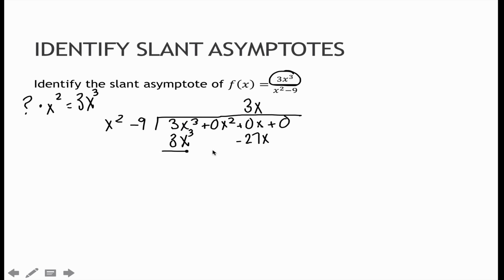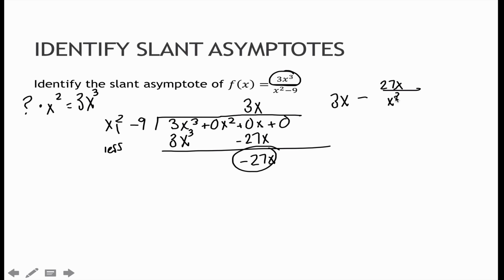minus 27x. Now I have negative 27x, and since this is a degree of 1, which is less than the degree of 2, I know that this is just a remainder. If I were just dividing, I would say this is 3x and then minus 27x over x squared minus 9. That is how I would write that solution.